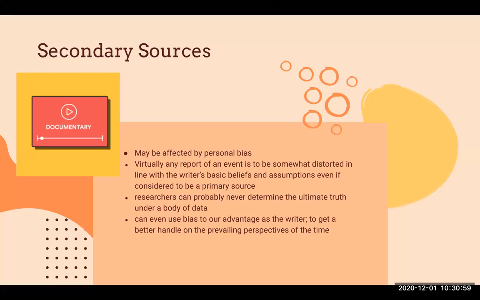In secondary sources, there is room for personal bias. Virtually any report of an event is to be somewhat distorted in line with the writer's basic beliefs and assumptions, even if considered to be a primary source. Researchers can probably never determine the ultimate truth under a body of data. And secondary sources, lastly, can even use bias to our advantage as the writer to get a better handle on the prevailing perspectives of the time.